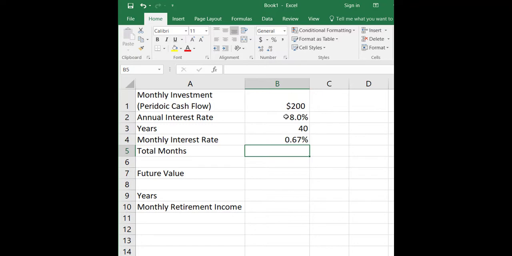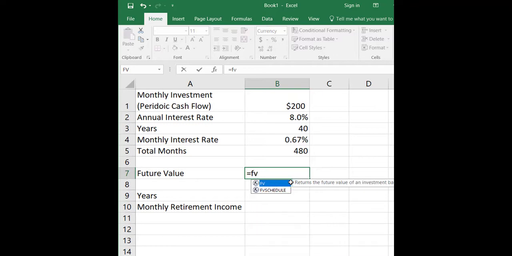In the next cell, B5, we type an equal sign again, click on the number of years, 40, an asterisk to multiply, and 12, and press enter. In order to calculate the future value, the amount that will accumulate in the retirement account over the next 40 years, we use the FV function in Microsoft Excel. So we're going to move to cell B7 and type an equal sign and FV, followed by an open parentheses.